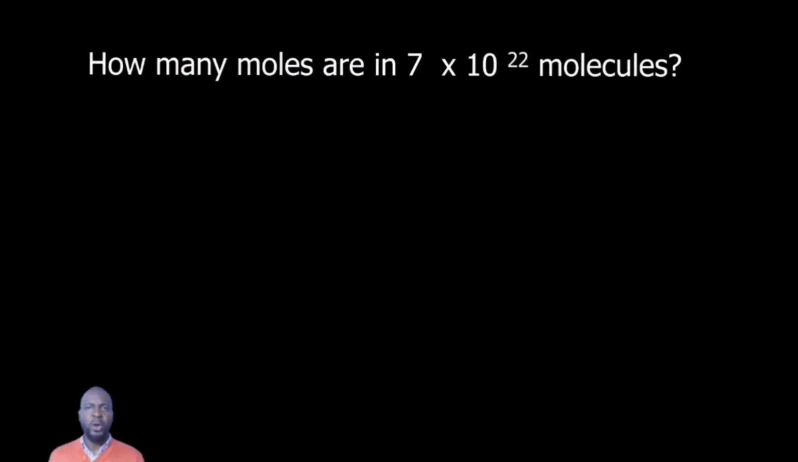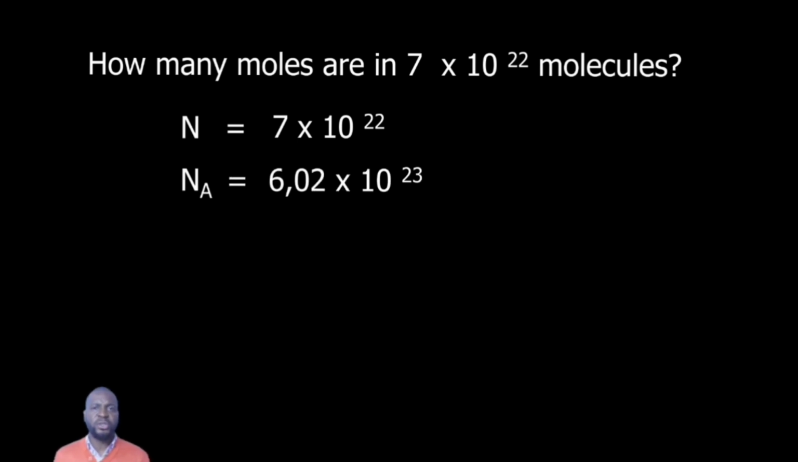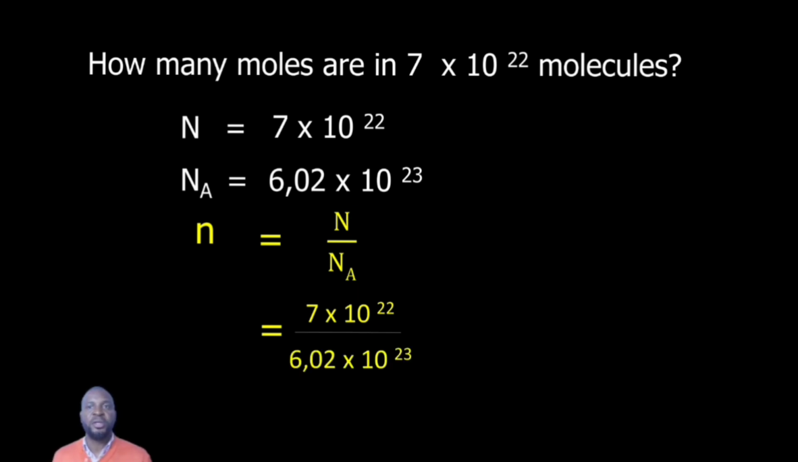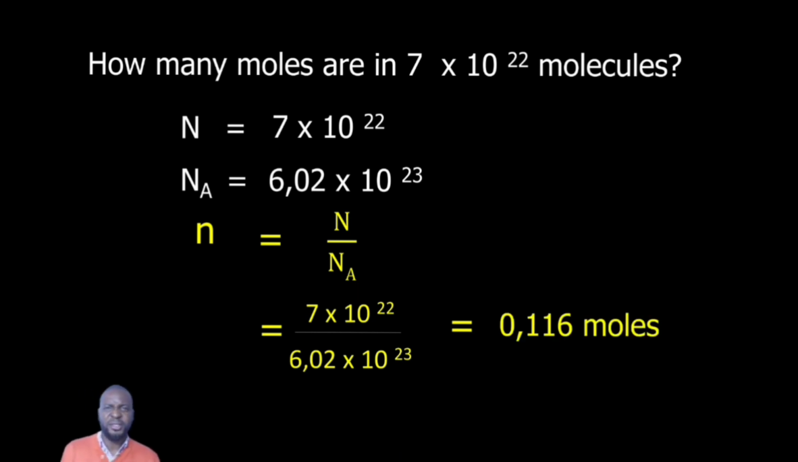So how many moles are in 7 times 10 to the power 22 molecules? Well, I know that 1 mole is 6.02 times 10 to the power 23 molecules. All I just need to do is to say moles equals big N over N_A. 7 times 10 to the power 22 divided by 6.02 times 10 to the power 23 will give me 0.116 moles. All right, so this is the basic thing you need to have.